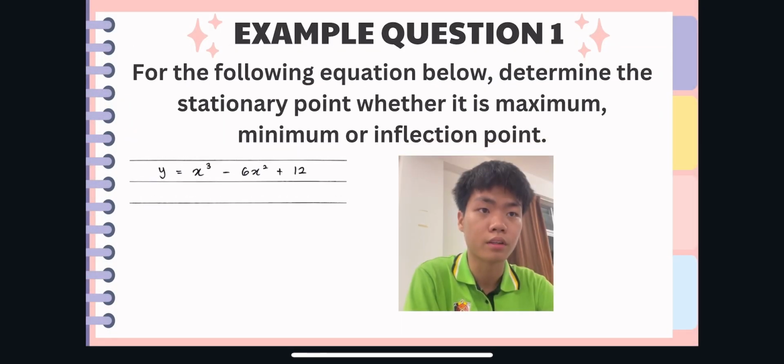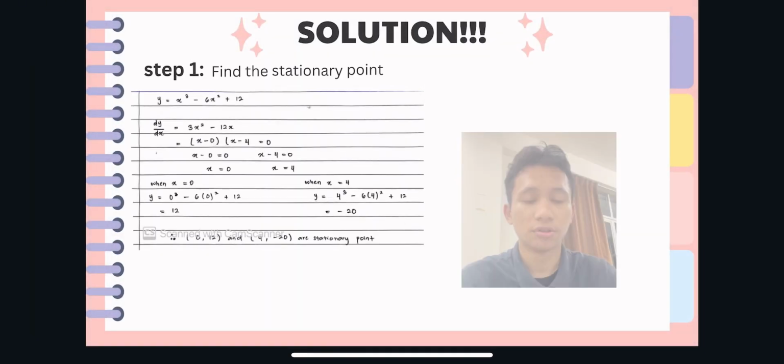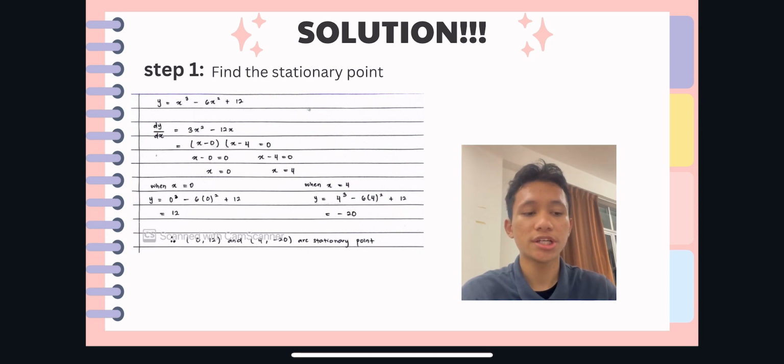Example question 1. For the following equation, determine the stationary point and whether it is a maximum, minimum, or inflection point. y equals x cubed minus 6x squared plus 12. So the first step for the solution is to find the stationary point. First thing first, we have to differentiate the equation. The answer will be 3x squared minus 12x.